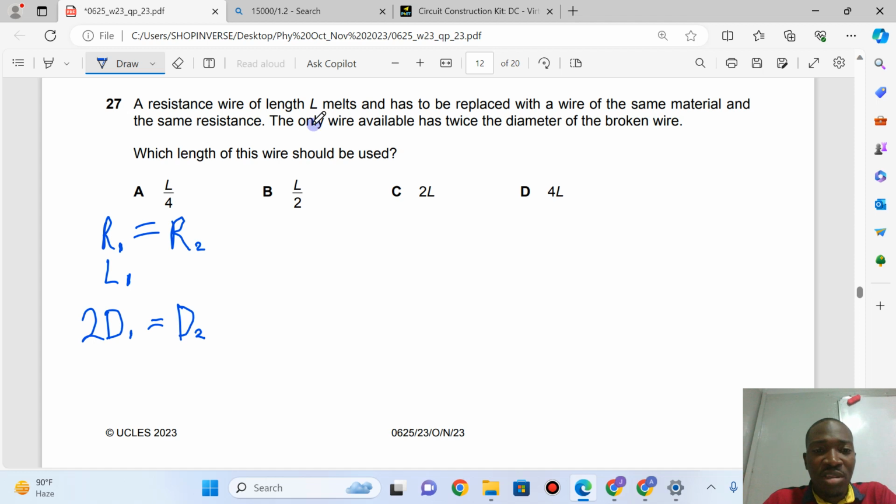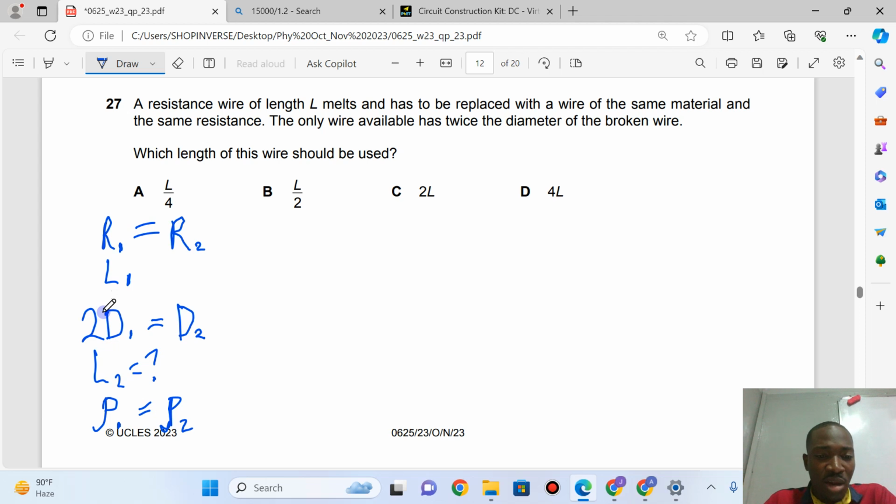The only wire available has twice the diameter. So the diameter of this second wire is twice the diameter of the first wire. Which length of the wire should be used? What length of the second material should be used? That's the question. They have the same resistivity because they are both made of the same material. What we just work with is the diameter.